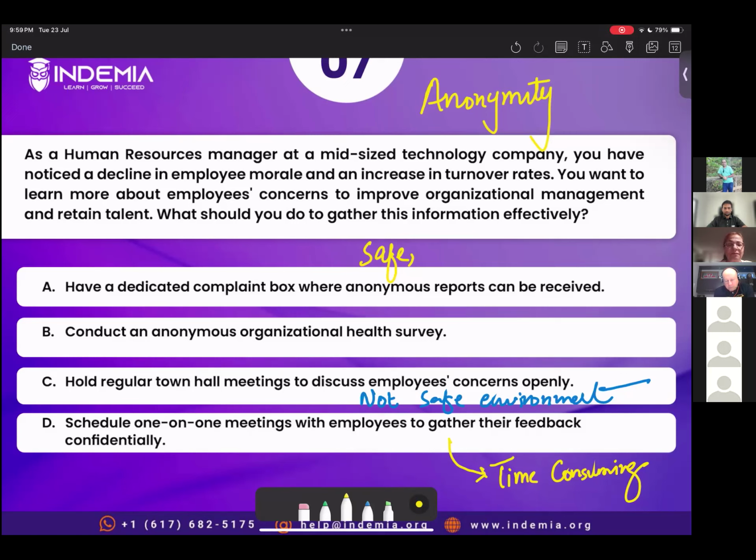I chose B because in organizations that I worked with in the past, we have used anonymous surveys to get a general idea of how people feel about the building or the elevators or whatever it is. So that's why I chose B.